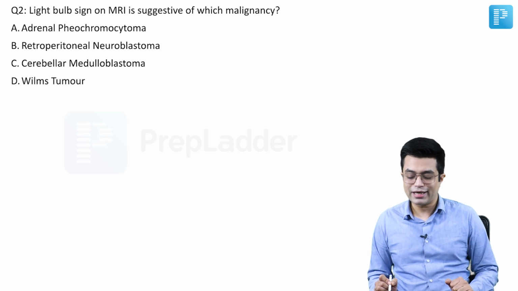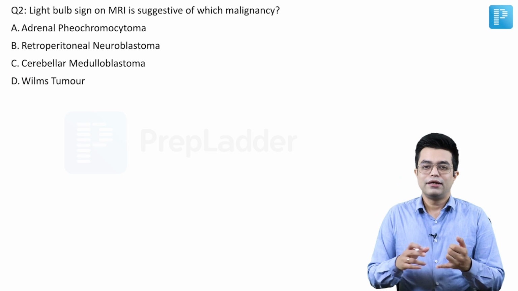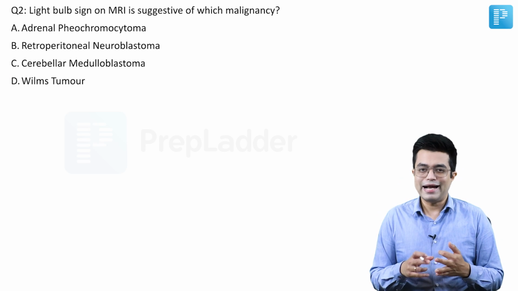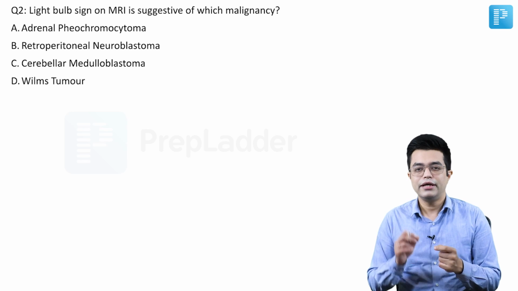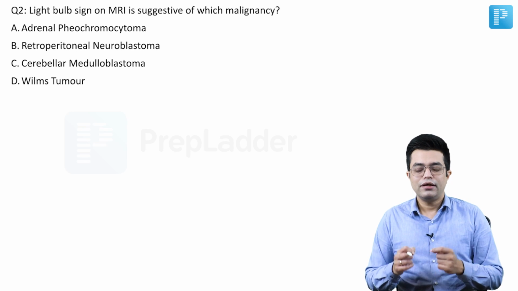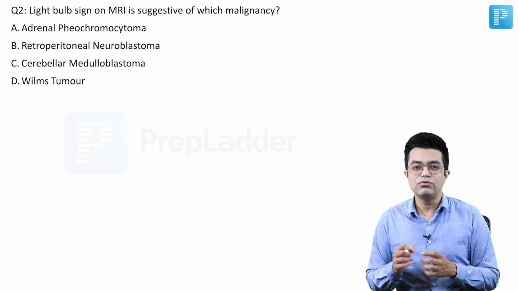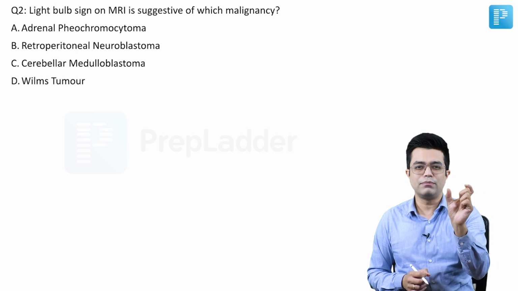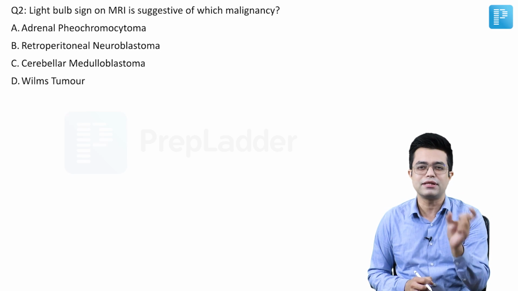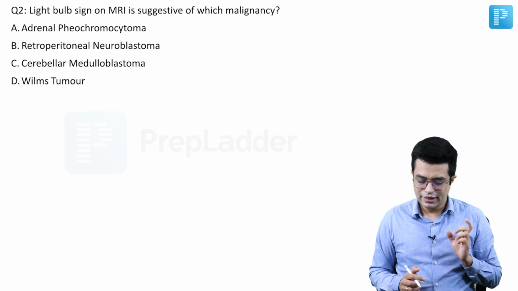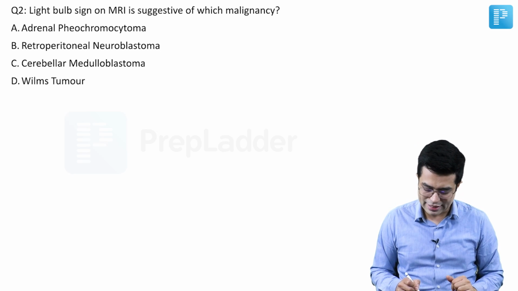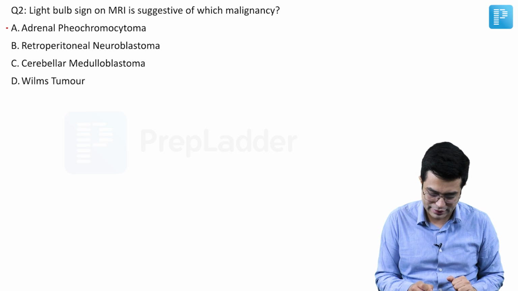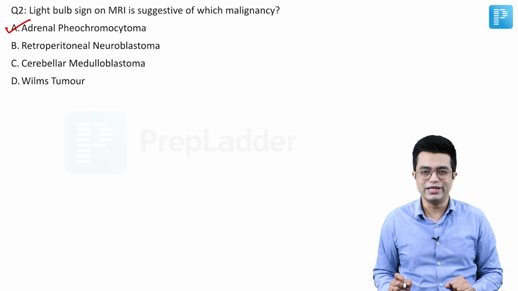Light bulb sign on MRI is suggestive of which malignancy? MRI, ultrasound and chest X-ray named signs are very frequently asked. In NEET super specialty, you will find at least 2 to 3 questions where they mention a particular named sign of a particular disease. Light bulb sign on MRI is classically seen in patients with adrenal pheochromocytoma, and that is your answer. Answer to question number 2 is A.